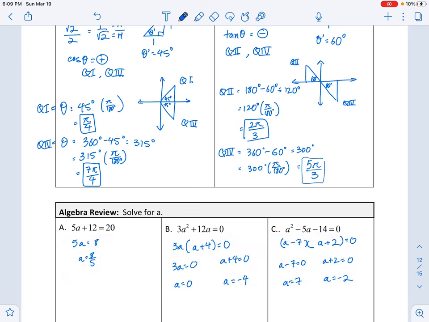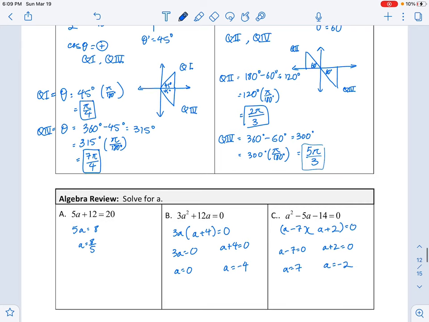So if I'm just solving for an equation, seems pretty easy. I subtract 12, and then I divide by 5 to get my a value as 8/5. If I have a quadratic, I can take out a GCF if possible. And with my GCF out, I get 3a times the quantity of a plus 4. And with zero product property, I set each of my factors equal to 0, and a equals 0 and negative 4.